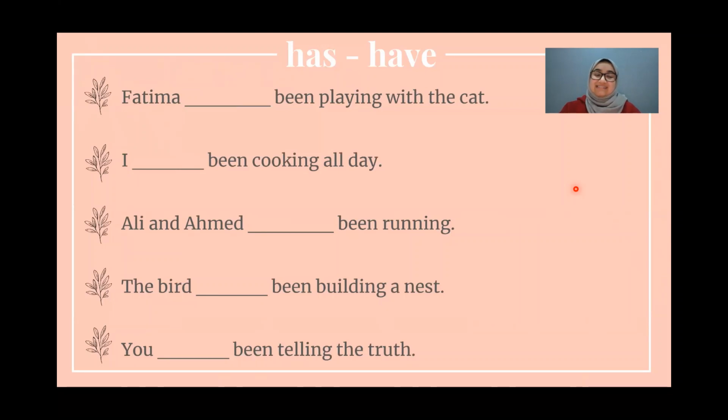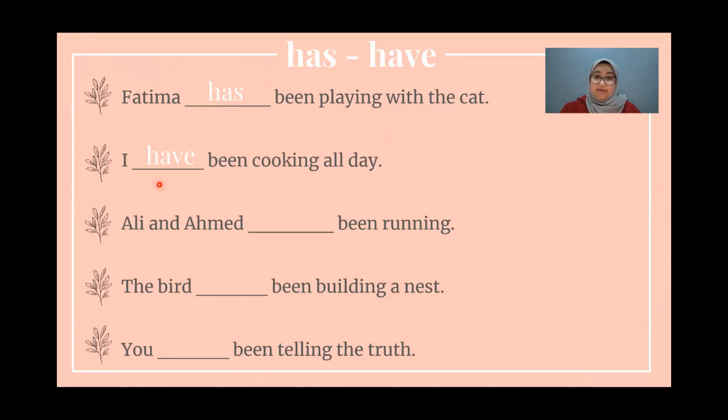Okay, let's check our answers. Number 1, Fatima has been playing with the cat. We used has because Fatima is one person. And if I want to change this subject to a pronoun, I would say she has been playing with the cat. Number 2, I have been cooking all day.